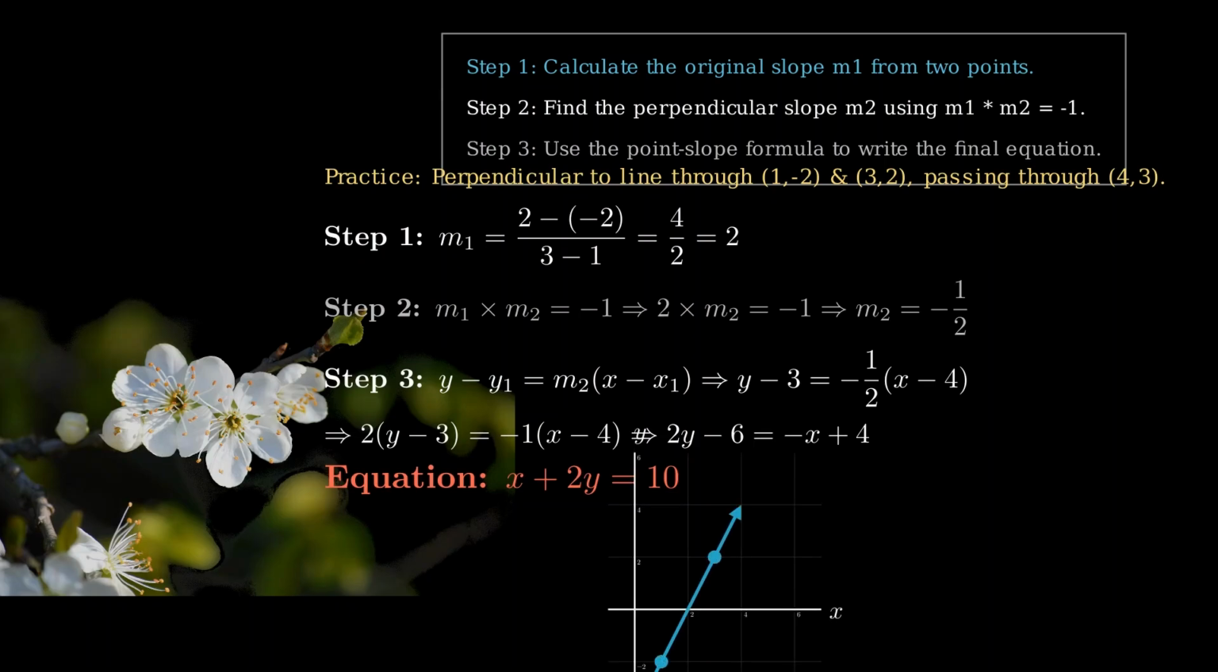Step 2. Find our perpendicular slope m2. Since m1 times m2 equals negative 1, 2 times m2 equals negative 1, giving us a slope of negative 1 over 2. Step 3. Use the point-slope formula. Substituting the point 4, 3, and our new slope, y minus 3 equals negative 1 over 2 times x minus 4. Multiplying both sides by 2 and rearranging the terms, we get our final equation x plus 2y equals 10.